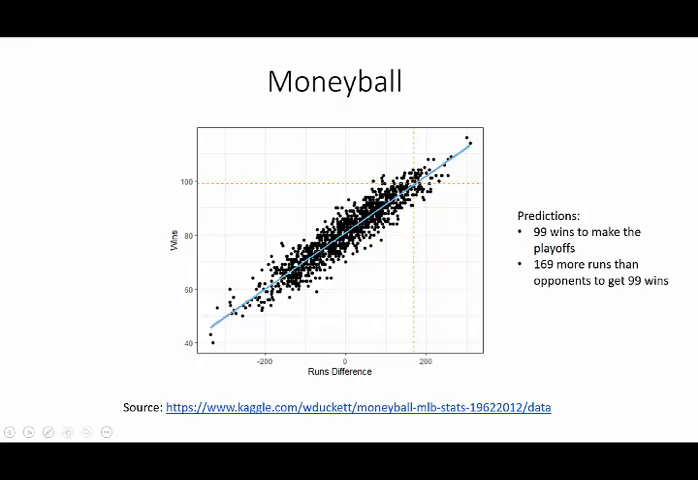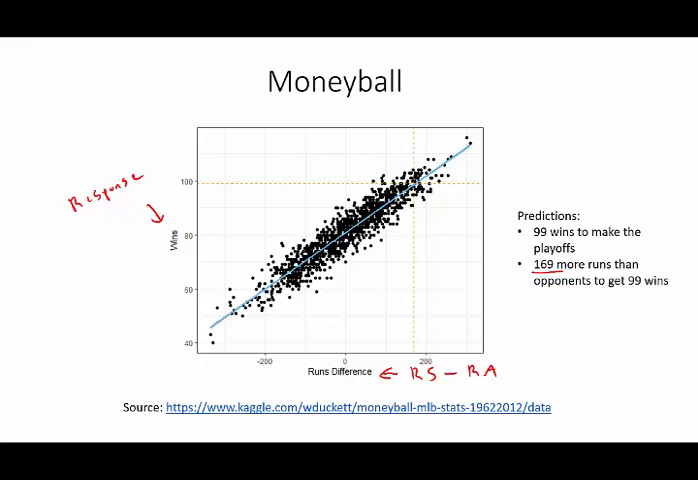So one of the things that DePodesta looked at was trying to break down wins. That's going to be our response variable here. That's ultimately what you're interested in as a general manager: how do we get more wins? And he was trying to break that down as a function of runs difference. Runs difference is the runs that your team scores minus the runs that your opponent scores, so runs scored minus runs allowed. One of the predictions that DePodesta made was that it would take 99 wins to make the playoffs, and therefore, by relating that to runs, they needed to generate 169 more runs than their opponents to get 99 wins.